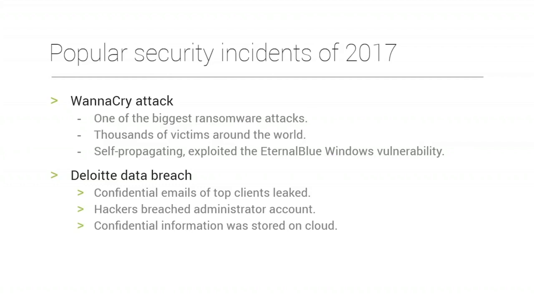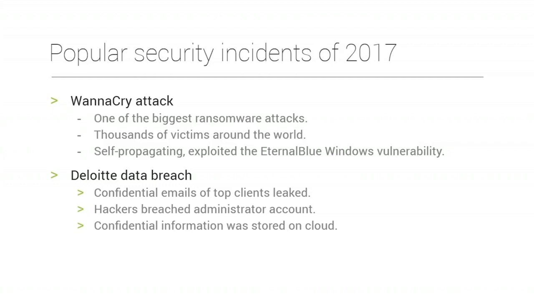Thousands were affected across the globe, and the WannaCry malware was able to spread to so many devices because it was a self propagating malware. So it made use of this Windows vulnerability called Eternal Blue, and it used this to spread across multiple devices and affect all of them.